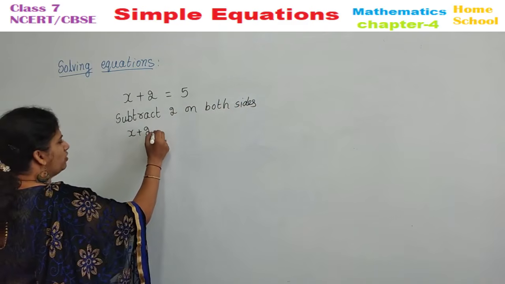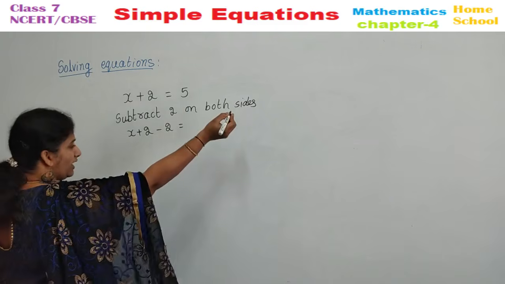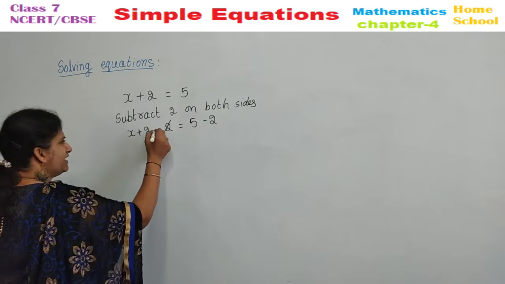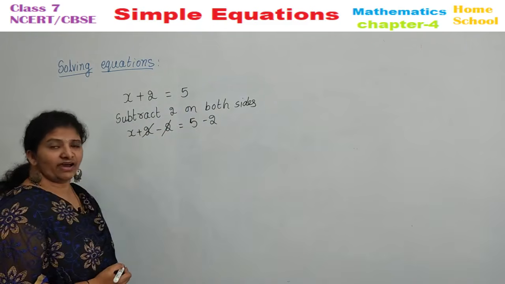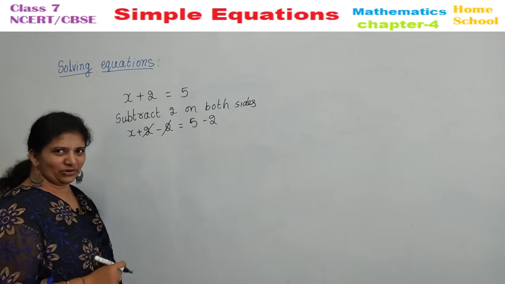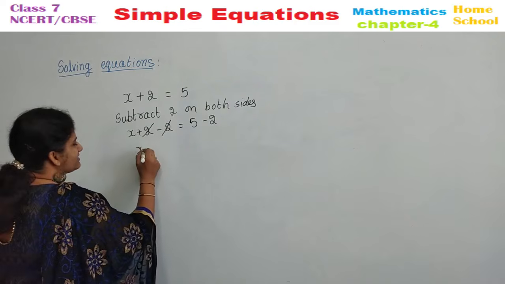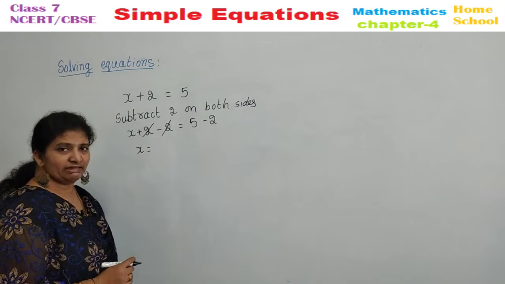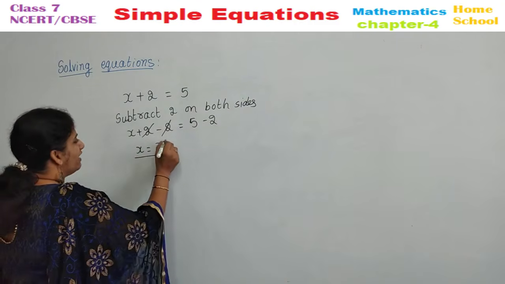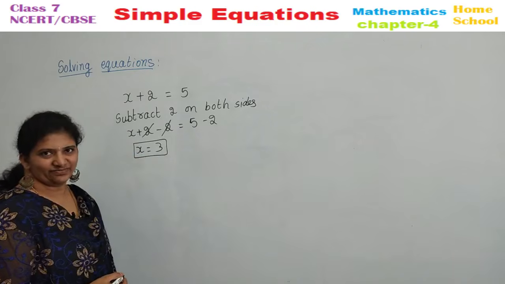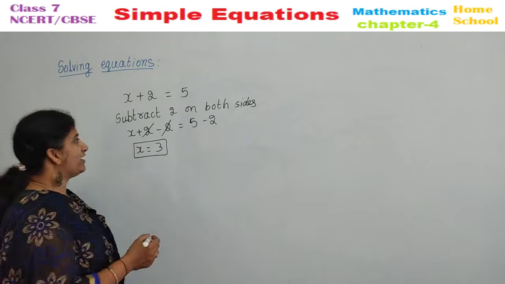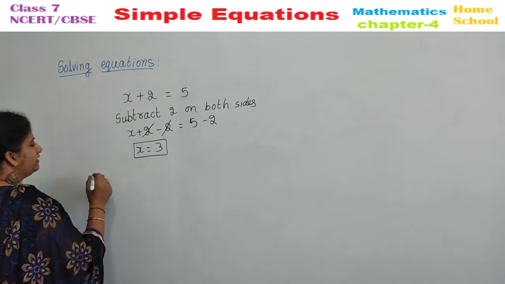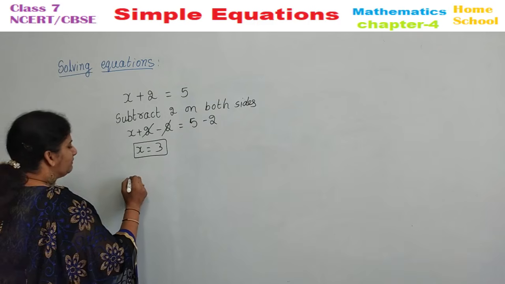x plus 2 minus 2. And on the right hand side also we need to subtract 2. Minus 2 plus 2 will be cancelled. Why, children? 2 minus 2 will be 0. Right? x is equal to, subtract 2 from 5, how much will it be? 3. Therefore, the value of x is 3. Right? This is the way we find the value of x. Next one. Let's take one more example.